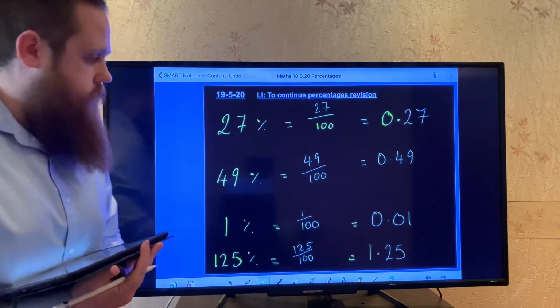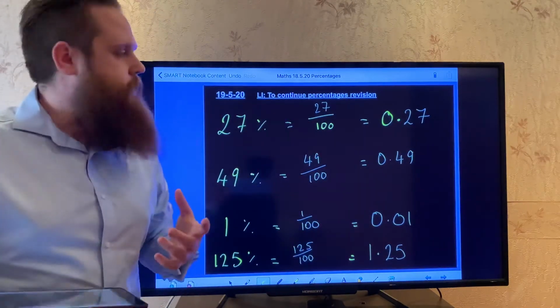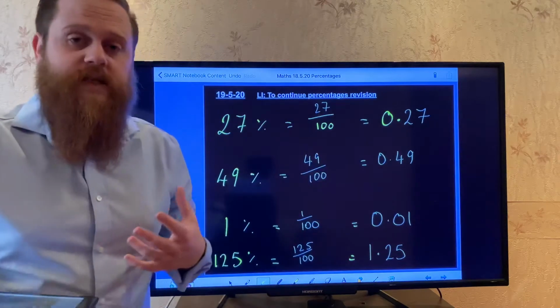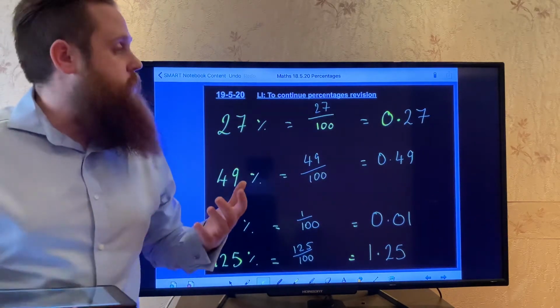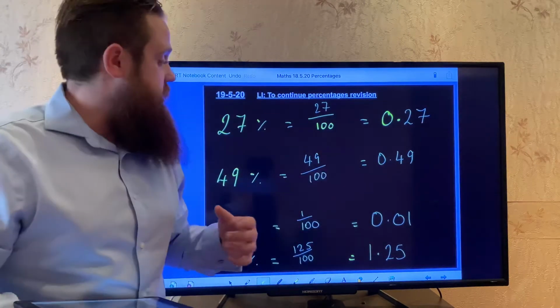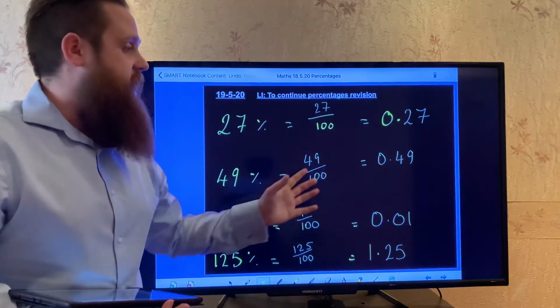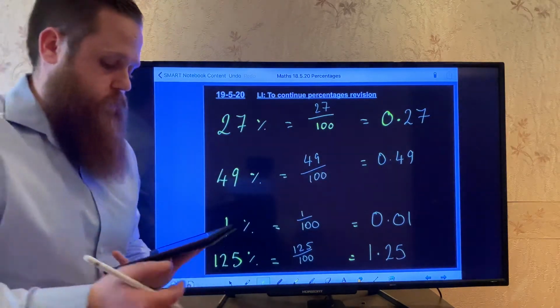1.25, okay? Now, you may go, well, yeah, it's okay to know these, but why? Well, if you're ever faced with a question that says, okay, can you multiply this number by 0.49? You know that all you need to do is divide by 100 and times by 49, okay? All of these share the same relationship, okay?